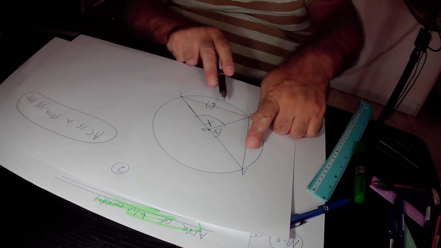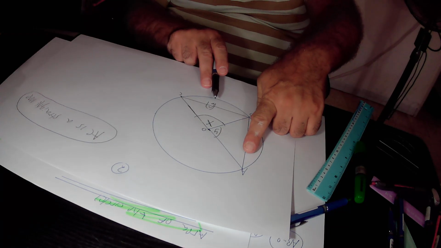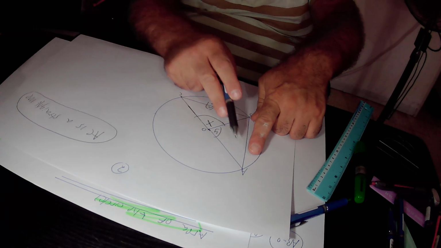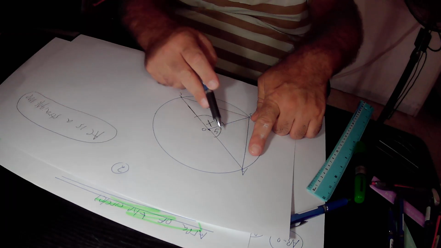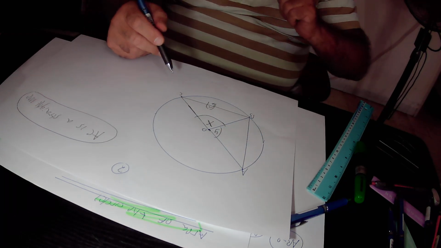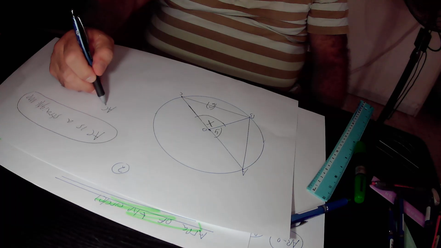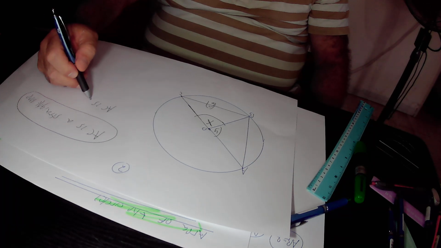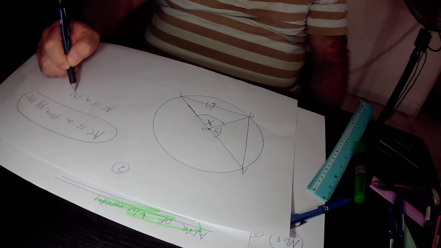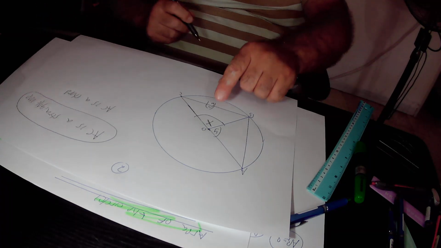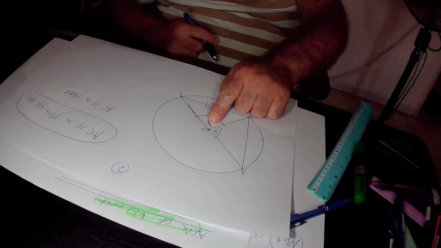But AC is a straight line that touches the circle at 2 points, A and C. Therefore, AC is a chord. AC is a chord that passes through point O, that is the center of the circle.